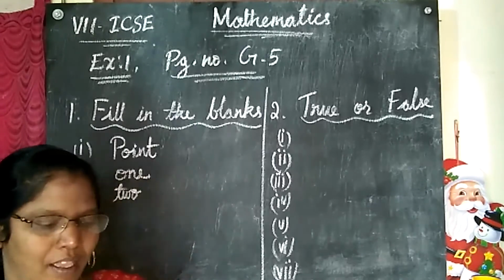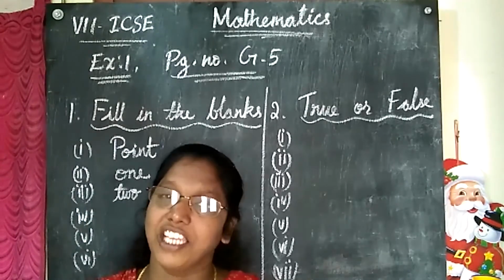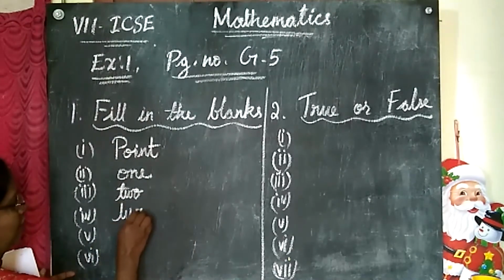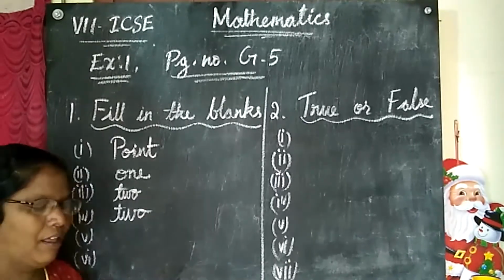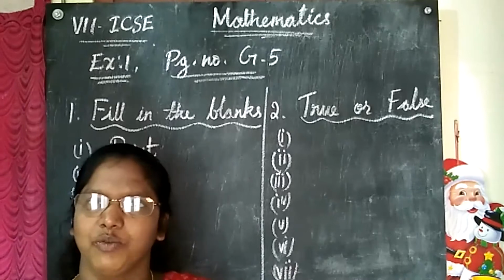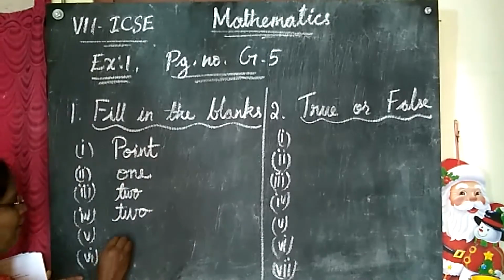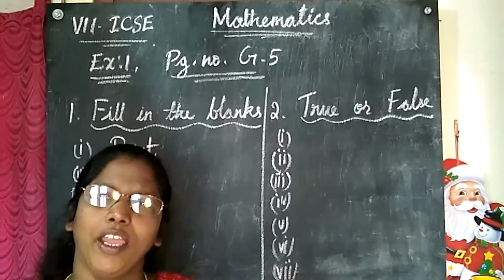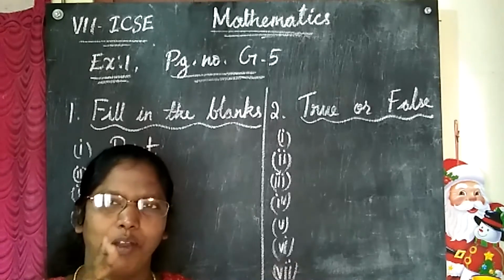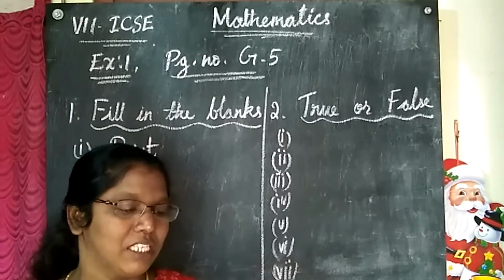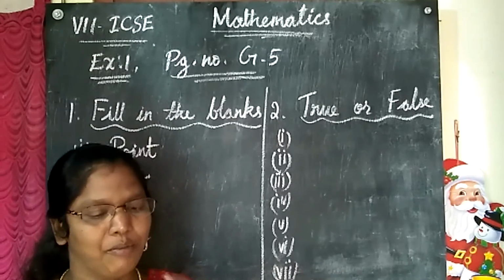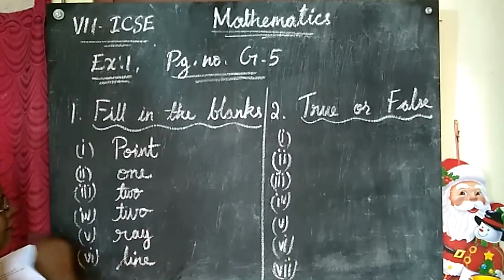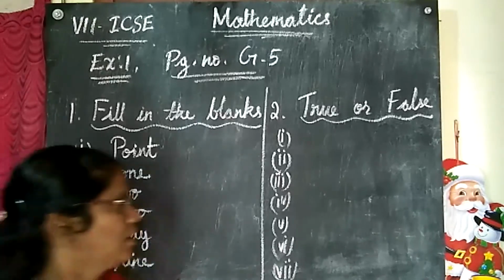Next, fourth one. A line segment has dash endpoints. A line segment means we have 2 endpoints there. Fifth one. A dash has only one endpoint. What is that? Ray. Last one. A dash has no endpoint. Line segment has 2 endpoints. Ray has 1 endpoint. That means which one doesn't have an endpoint? Line. So fill up, we finished it.